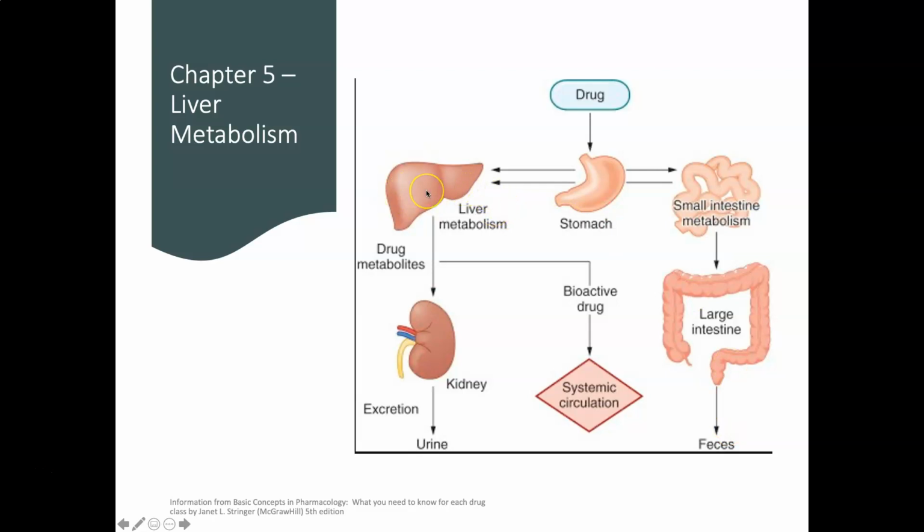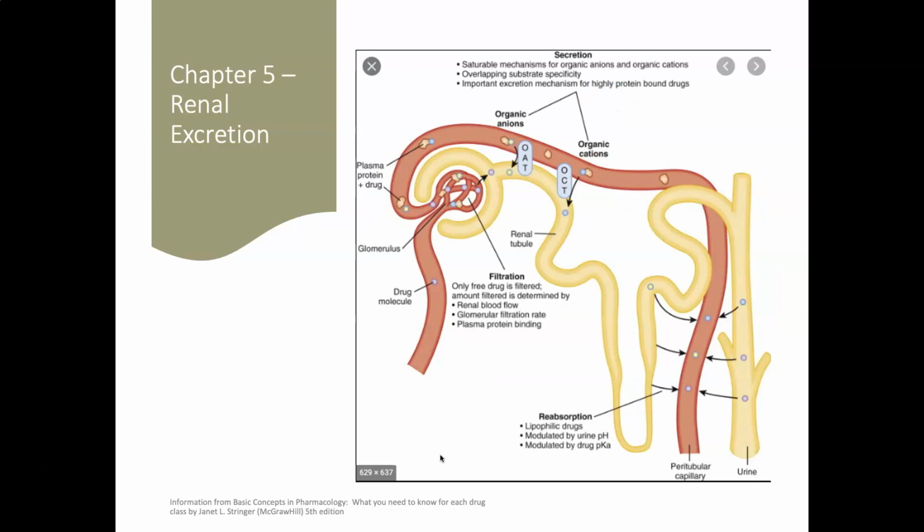But the active drug that is necessary goes through your liver. It's metabolized. The bioactive drug itself is sent out through the blood for systemic circulation to get to those cells. The drug metabolites are sent to the kidney. They're processed in the kidney and excreted through the urine. So make sure that you know that process.